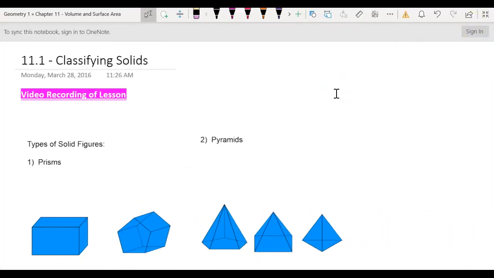11.1, classifying solids. Just a reminder, classifying means that you're naming something. The first one we're going to talk about is prisms. I have a lot of prisms over here, and I'll pass them around. These are all prisms.